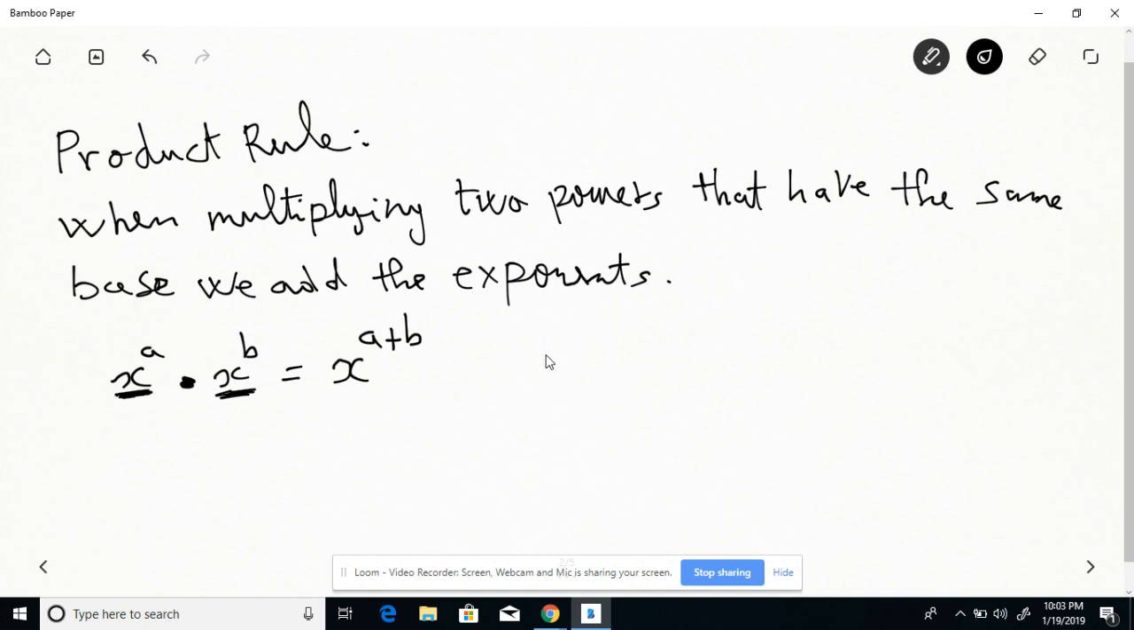So I'm going to give another example here. Let's say we have 2 to 3 times 2 to 2. There are some students who say 2 to 3 is going to be 2 times 3 is 6, times 2 to 2, 2 times 2 is 4, the result is 24. That's wrong.